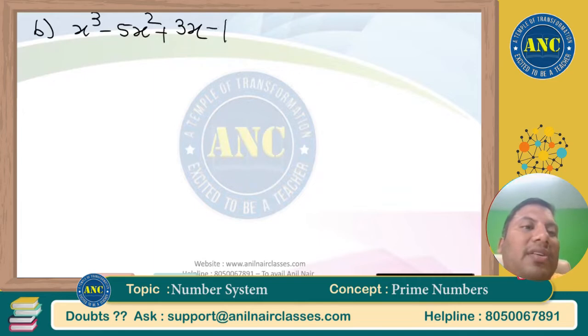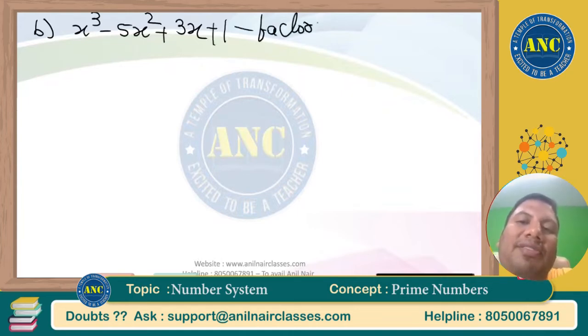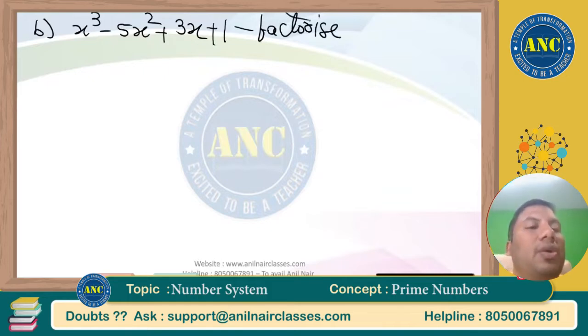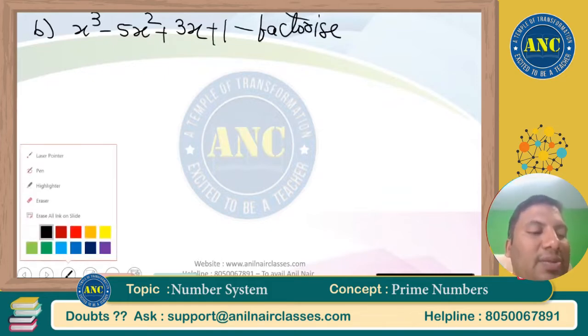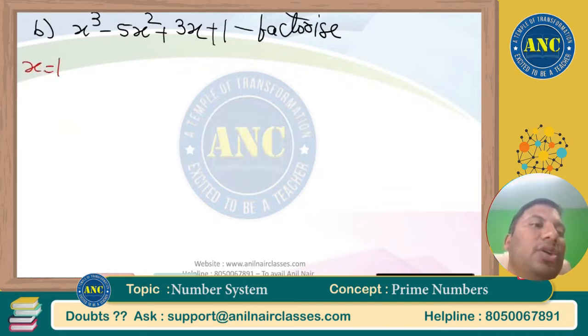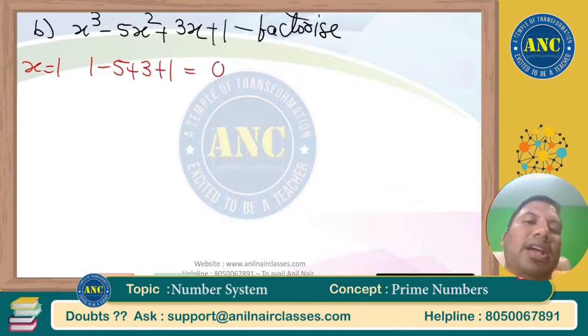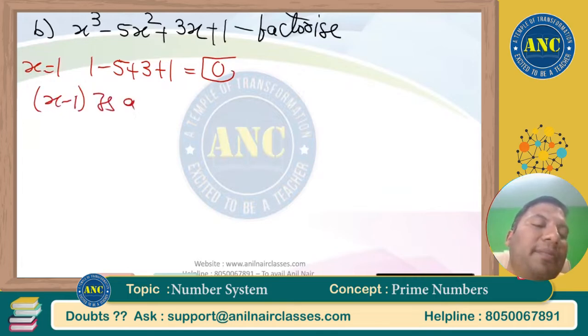Factorize x cube minus 5x square plus 3x plus 1. Let us solve this question. Now see, if x equals 1, then 1 minus 5 plus 3 plus 1, 5 minus 5, it is 0. That means x minus 1 is a factor.